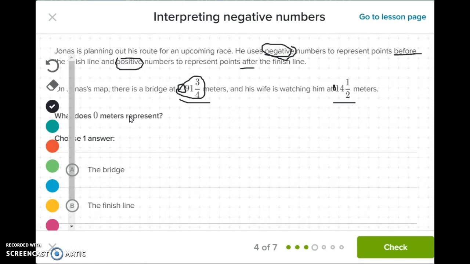So 0 obviously represents the finish line, because that is the point between negative and positive. Between that is 0. Less than negative, more than negative, less than positive.